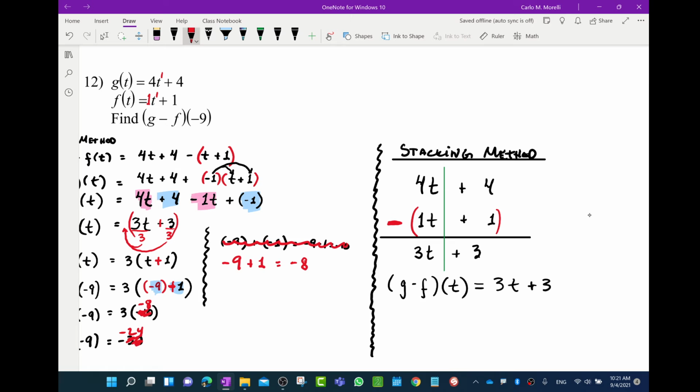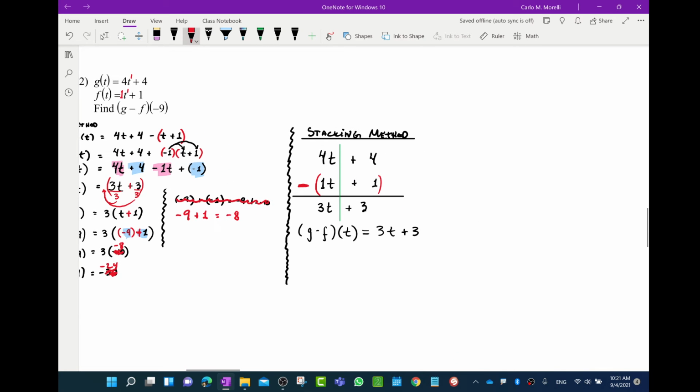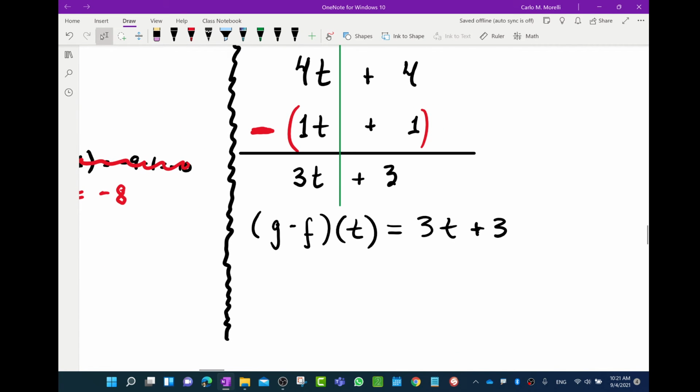All right, let's see if we get the same answer here. That kind of just proved my own point, I think, there. The reading left to right method and combining like terms is prone to error, where the stacking method is much less prone to error. So there's a perfect demonstration. All right. So now we can go ahead and evaluate this at negative 9.